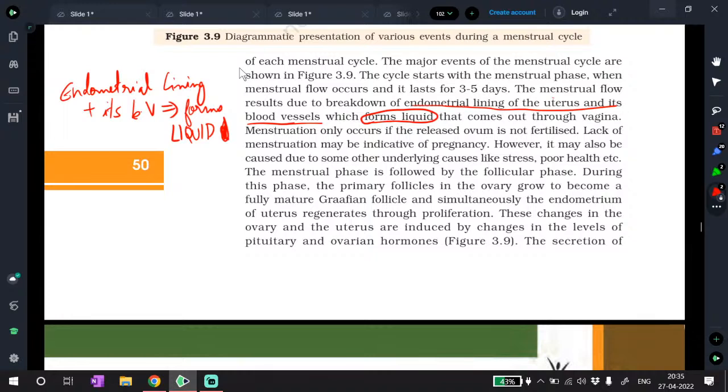During this phase, the primary follicles in the ovary grow to become a fully mature Graafian follicle, and simultaneously the endometrium regenerates through proliferation. These changes in the ovary and uterus are induced by changes in the pituitary and ovarian hormones. We know FSH and LH are both of these.